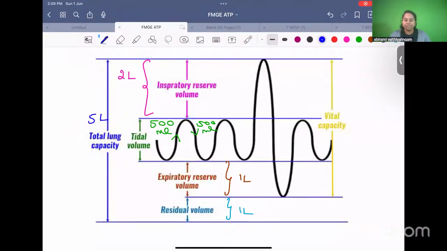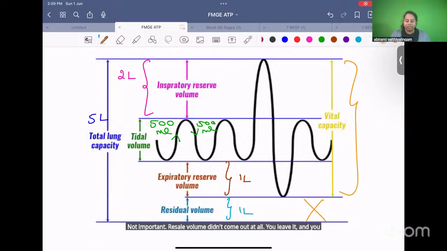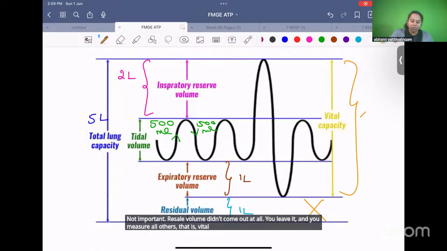Of all this, if you leave the one which is not vital, the one which is not coming out when you breathe, that is the residual volume, and you add all the others, that is called vital capacity. You leave the residual volume, which didn't come out at all, and you measure all the others. That is vital capacity, around 3.5 to 4 liters. The sum of all the others except residual volume is vital capacity.